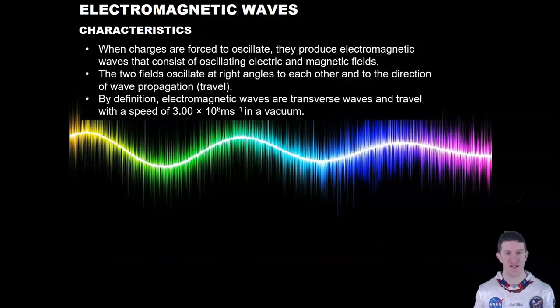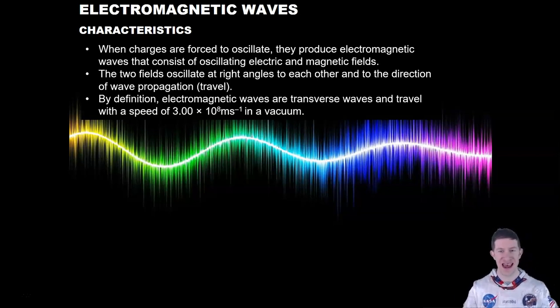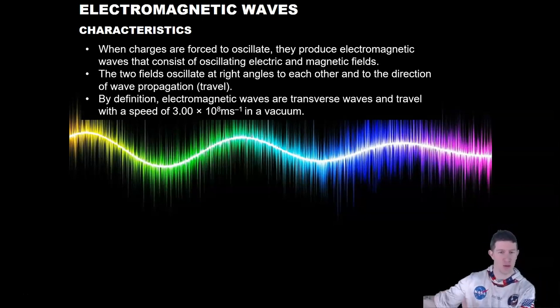So when a charge is forced to oscillate, it produces an electromagnetic wave that consists of this oscillating electric and this oscillating magnetic field. The two fields oscillate at right angles to each other and to the direction of wave propagation, which is just the direction they're traveling. So that's an important word. When we talk about direction of propagation, it's just which way is the wave moving, like where is it traveling to.